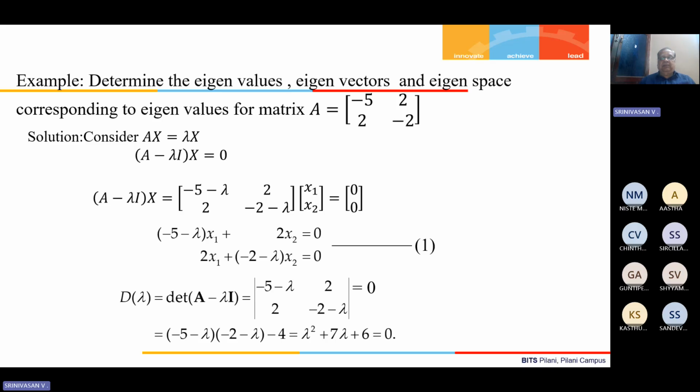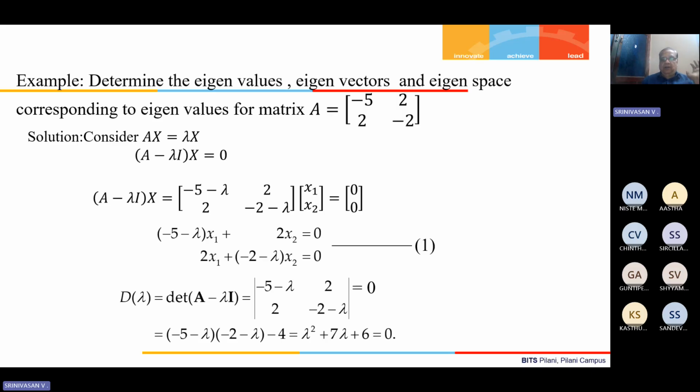Minus lambda into minus lambda gives lambda square. You have minus 5 plus 5 lambda plus 2 lambda, so you have plus 7 lambda. Then here minus 5 minus 2 becomes 10, minus 4 equals plus 6. So it's very simple: upon expanding the 2 by 2 determinant on the left hand side, you have a polynomial, or in short, a second degree expression in lambda, which is lambda square plus 7 lambda plus 6 equal to 0.